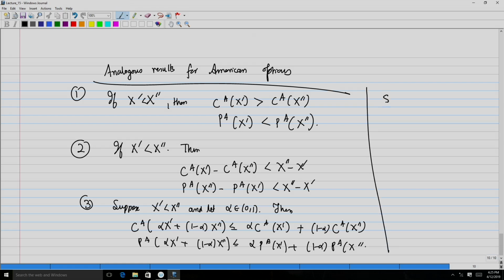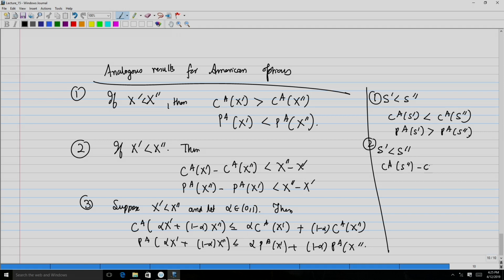Similarly, in case we have S prime less than S double prime, then Ca of S prime is strictly less than Ca of S double prime, and Pa of S prime is strictly greater than Pa of S double prime. Again, when I have S prime less than S double prime, then Ca of S double prime minus Ca of S prime is less than S double prime minus S prime, and Pa of S prime minus Pa of S double prime is strictly less than S double prime minus S prime.